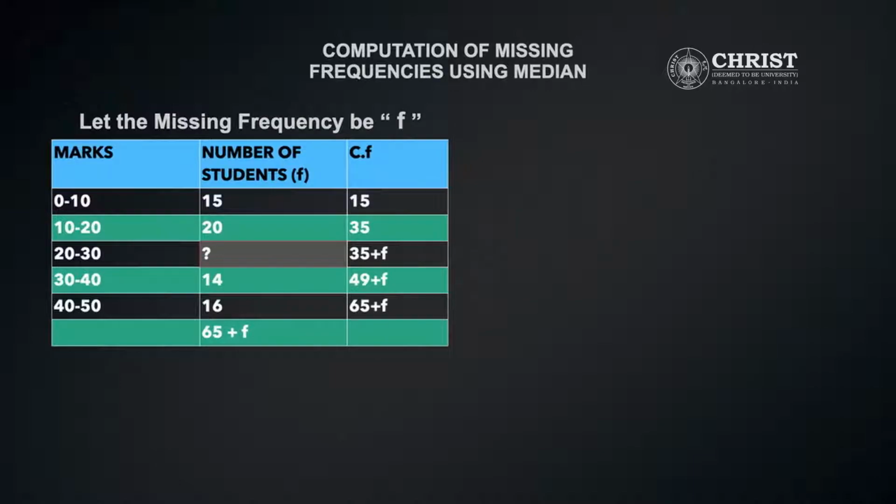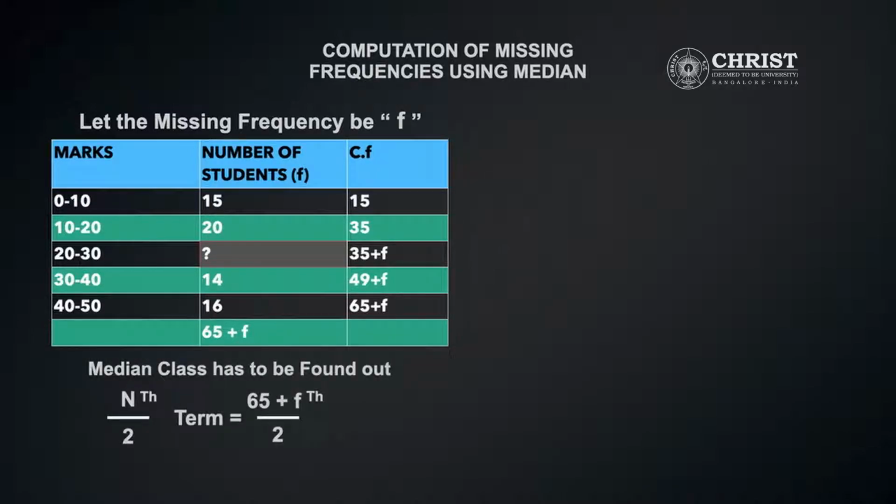Now it is given in the question the median is 24. So to find the median class, the total of the frequency is 65 plus F. So the n by 2th term is 65 plus F divided by 2, that is equal to 32.5 plus 0.5F. Now you have to see where 32.5 plus 0.5F falls. So you have to check the cumulative frequency values. When you check that, you can see that it's between 20 to 30. So we got the median class.